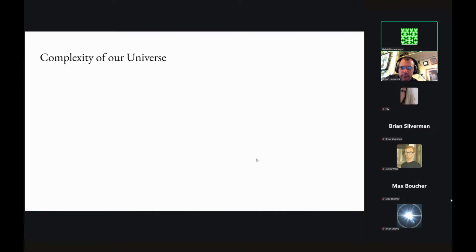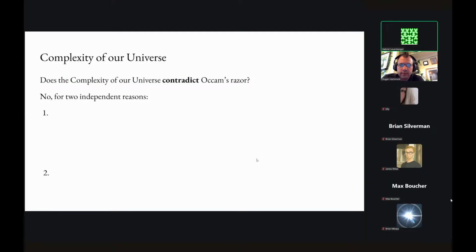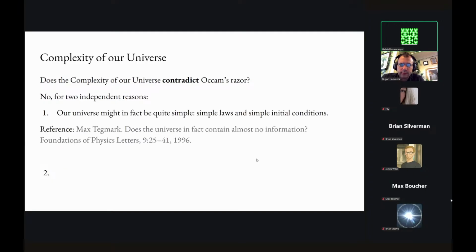Now to fundamental physics. It seems like this contradicts Occam's razor, because our universe seems kind of complicated. But it doesn't actually contradict Occam's razor, first of all, because the Kolmogorov complexity of our universe might actually be quite small.